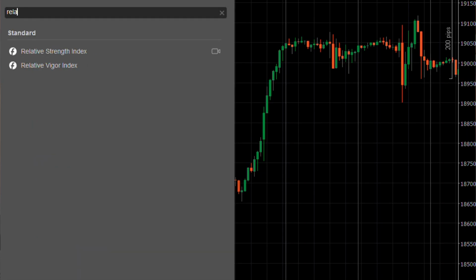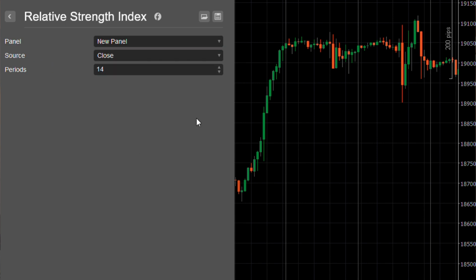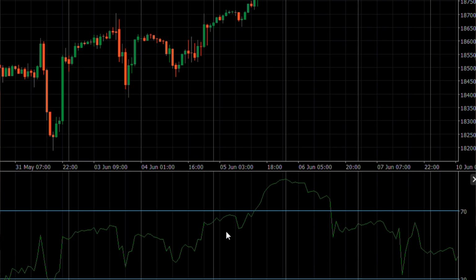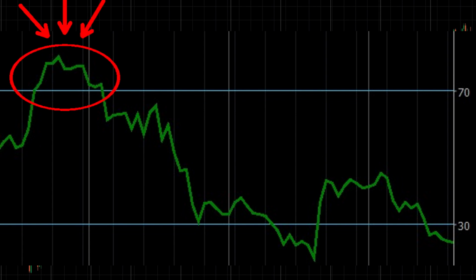Unlike moving average, RSI indicator is added under the price chart. So you see the price chart, and under it you see the RSI chart. RSI is a number between 0 and 100. The theory is simple. When the number goes over 70, it means that many buyers bought bigger quantities very fast.